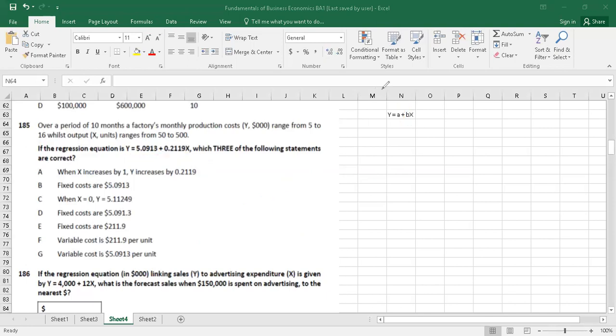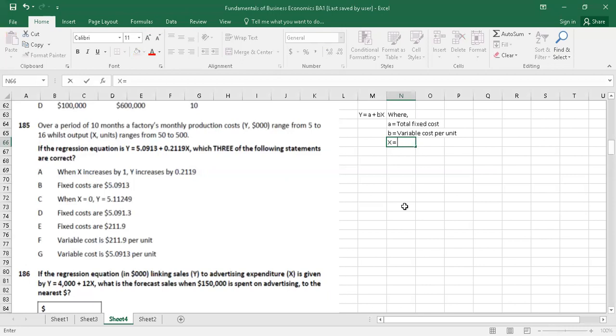The equation is... if we are to talk about what these variables can represent, A is equal to total fixed cost, B is equal to variable cost per unit, X is equal to independent variable.